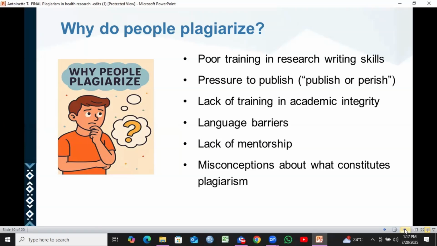We also have misconception about what constitutes plagiarism. A lot of researchers, a lot of students do not understand the in-depth of plagiarism. A lot of them do not know the consequences and the repercussions that come with plagiarism as well.